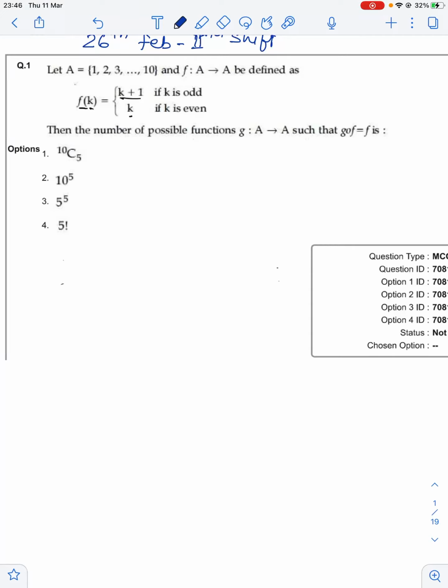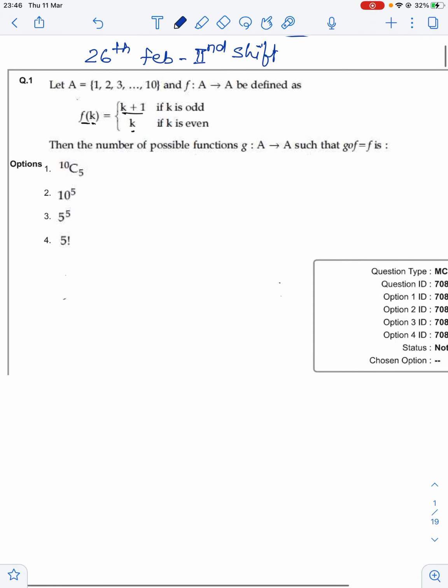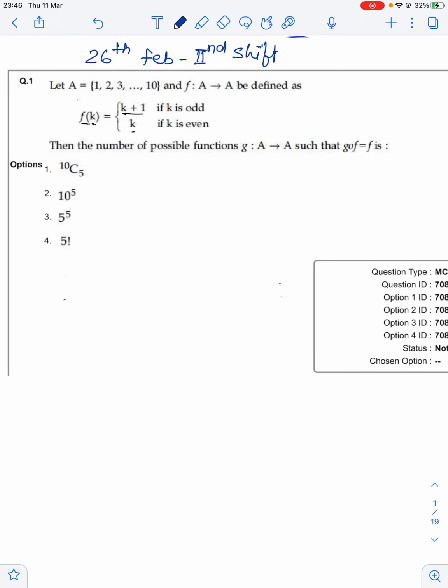Hello everyone, let us discuss the paper held on 26th February. It is the second shift paper. The question number 1 we can start with.